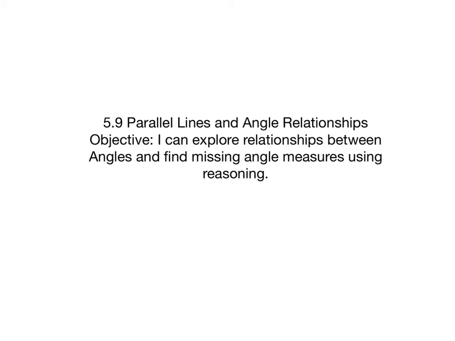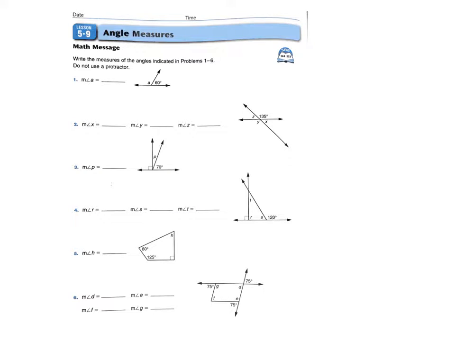Okay, today we're moving on to lesson 5.9. We're talking about parallel lines and transversals, something we've talked about a little bit before, and using angle relationships to help us find missing measures. So our goal today is listed here. We should explore relationships between angles and find missing angle measures using reasoning. So again, we won't actually be measuring most of the time today, but we're going to be using reasoning based on what we already know.